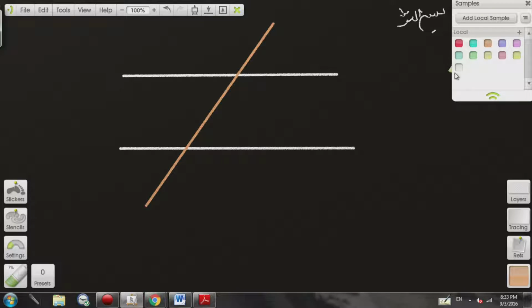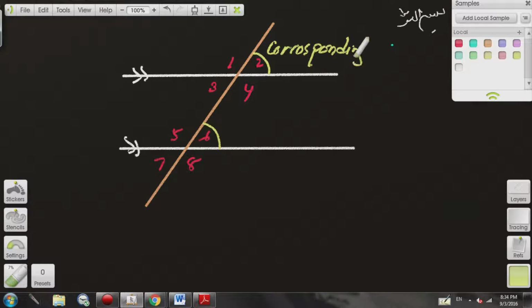So watch. If two parallel lines are cut by a transversal, so see you have parallel lines. The only way you know if two lines are parallel is if you're told that they're parallel, or if there's some other indication. But anyways, here we're told that these two lines are parallel. Now these angles are given names, right? Okay, let's talk about this. 1, 2, 3, 4, 5, 6, 7, 8. Angle 2 and angle 6 are very important. These are corresponding angles.